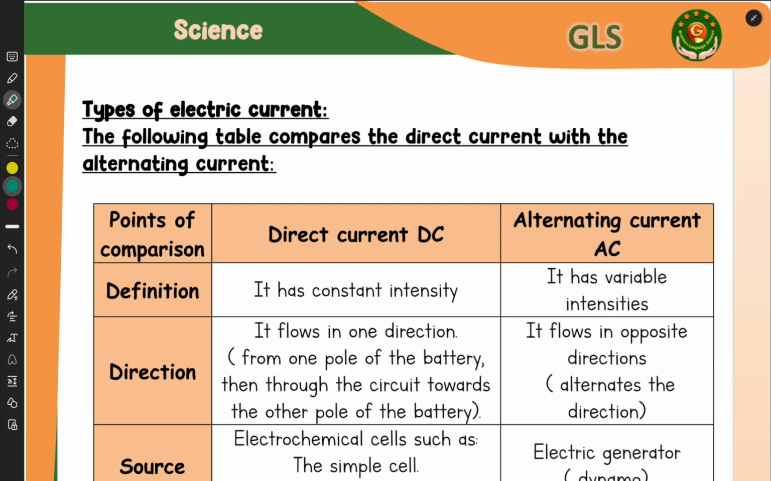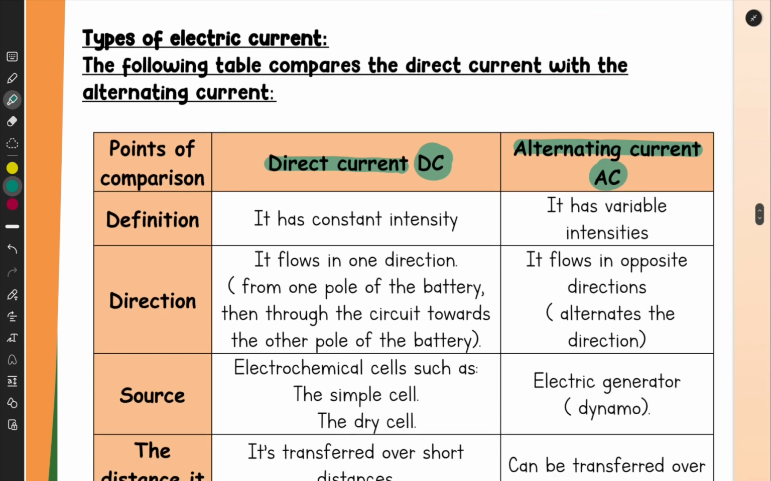Okay, so we have types of electric current, like we said, direct electric current and alternating electric current, DC and AC. You can see them in your phone charger. The definition of each one of them. DC has a constant intensity, and alternating has a variable intensity. Its intensity alternates from 0 to maximum and from maximum to 0 again. The direction of DC: it flows in one direction, just one direction, while AC flows in opposite directions, alternating direction.